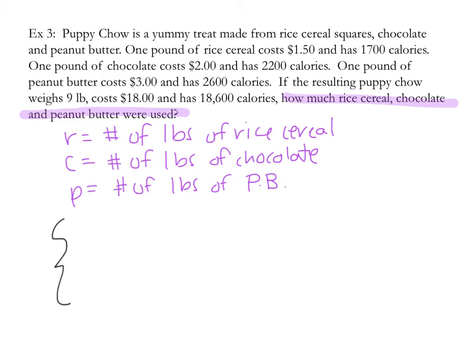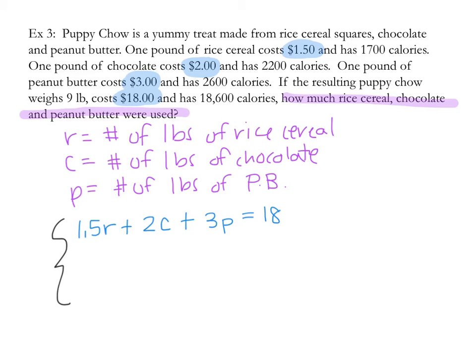So again, I like to look at grouping stuff. Let's do the money stuff right away. We know all of those from the last 2 examples have to go together. So the 150 goes with the rice cereal, so that's 1.5R. And then the $2 goes with the chocolate, so that's 2C. And then the $3 goes with the peanut butter, so that's 3P, and that has to equal $18. I just dropped off the extra zeros so we don't have to worry about writing those out a lot of times and then typing them into the calculator because the calculator is just going to drop them.